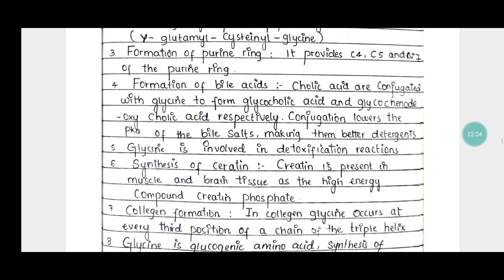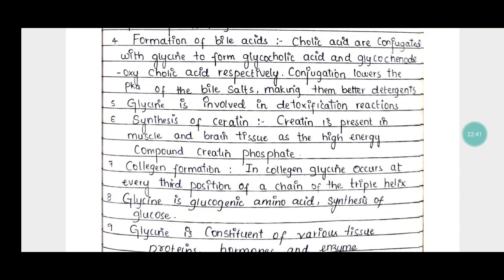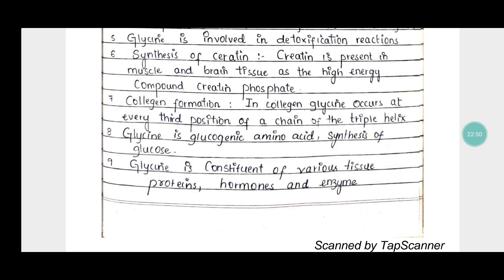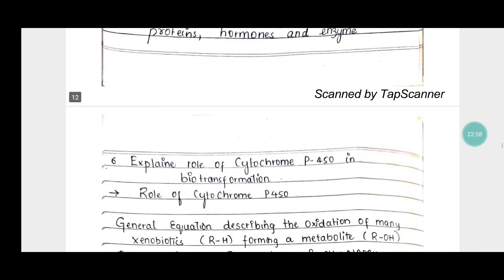Glycine is involved in detoxification reactions, even the acylation or acetylation, which is not a pure true detoxification. Glycine is involved in detoxification reactions. Then synthesis of creatinine, collagen formation, glycine with glucogenic amino acid synthesis. Glycine is a constituent of various tissues, proteins, hormones and enzymes.